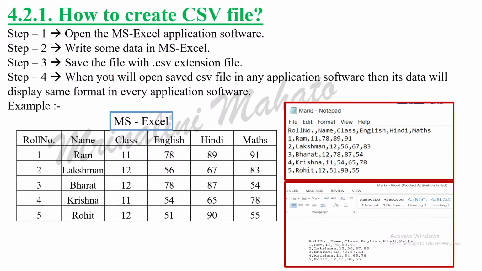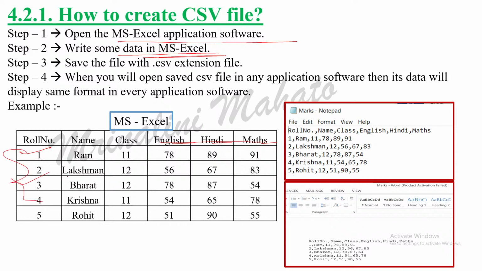Step 1, open the MS Excel application software. First you have to open the application software. Which application software? MS Excel. Second, write some data in MS Excel, just like see the examples of this one. Roll number, name, class, English, Hindi, Maths. This is the heading I have given, and you have to put some data here.